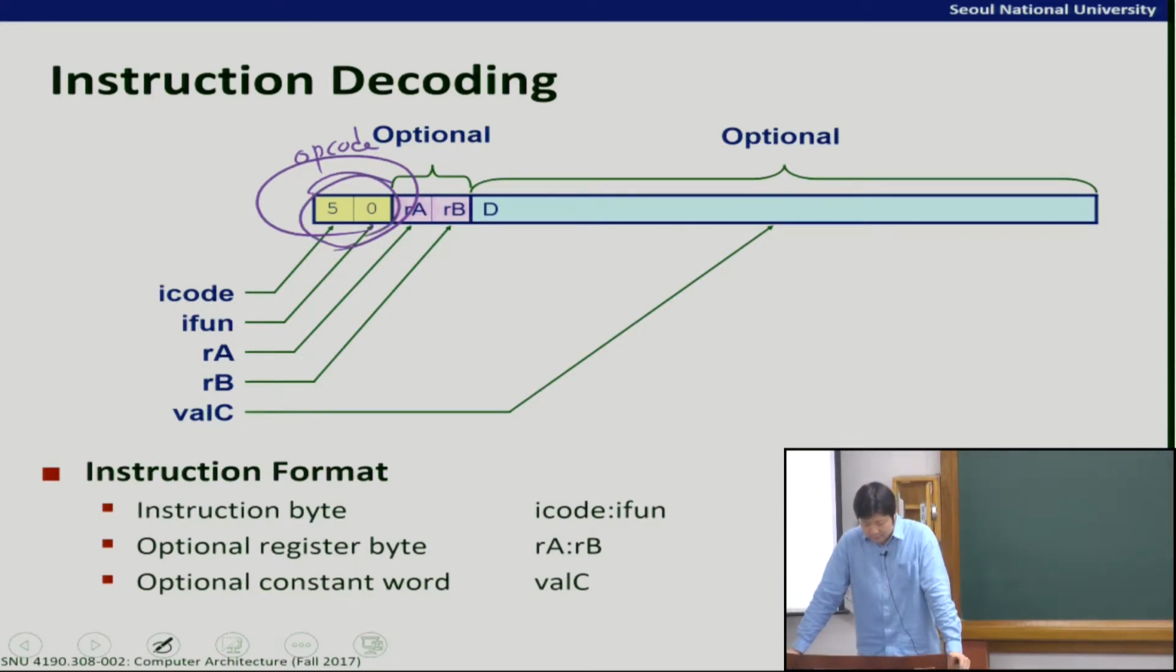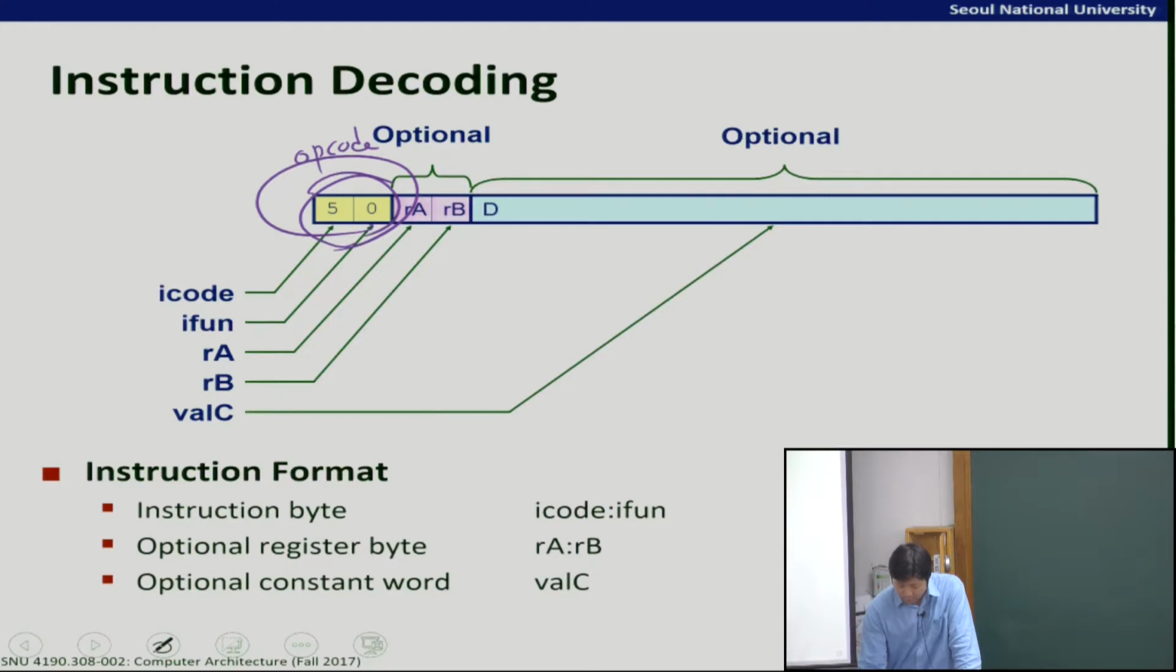We divide this opcode into two pieces. The first one is called ICODE, the instruction code, and the second one is called IFUN. We just name them to make a reference. So this opcode is divided into two fields, ICODE and IFUN. There may also be optional register specifiers, in this case followed by RA and RB.